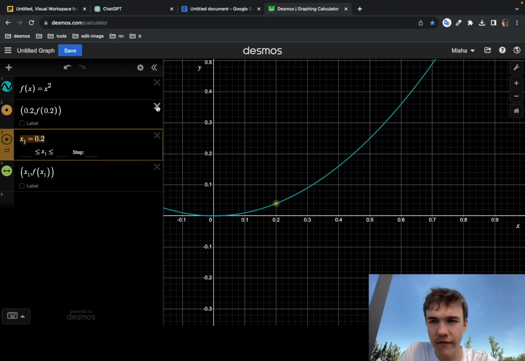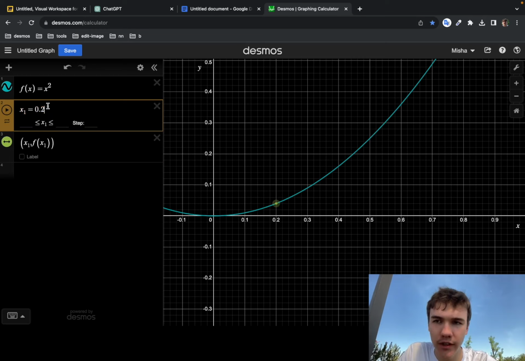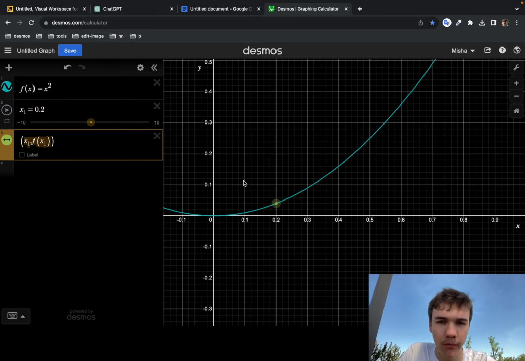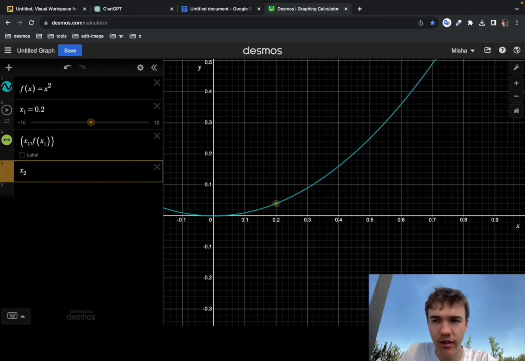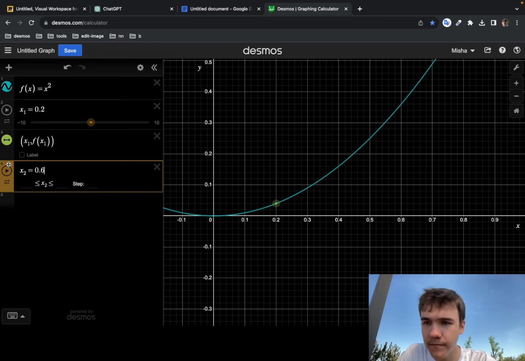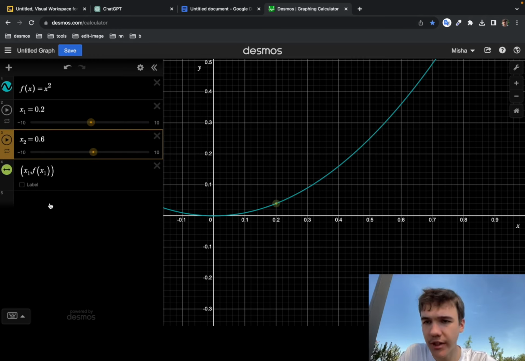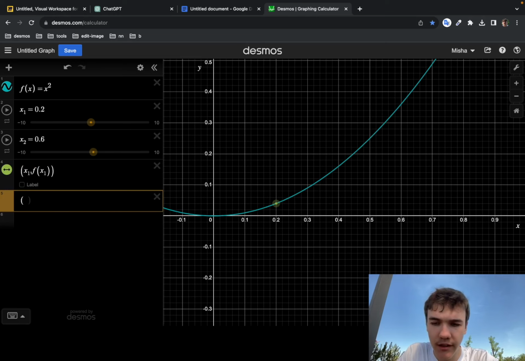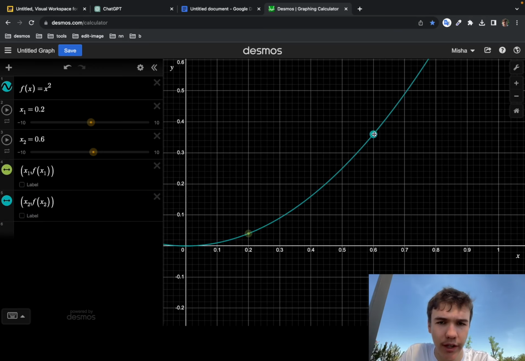So let's delete the first one, and now we know how to define the variable and then use this variable to show it on the graph. The same thing, I want to create a second point. x subscript 2 is equal to 0.6, for example. I want to drag it a little bit higher, and then x2, which is x subscript 2, f of x2, and here we are. So we have the second point right here.